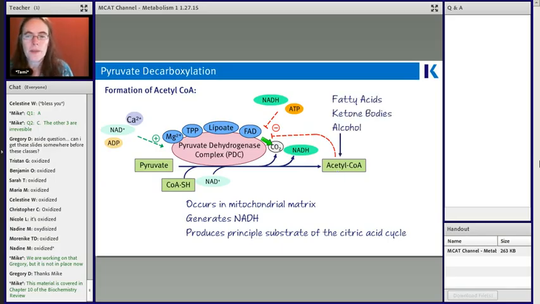All right, so other things can happen if we need acetyl-CoA. We can use things like fatty acids, ketone bodies, alcohol to get this. And this is something that you will talk about in Metabolism 3.